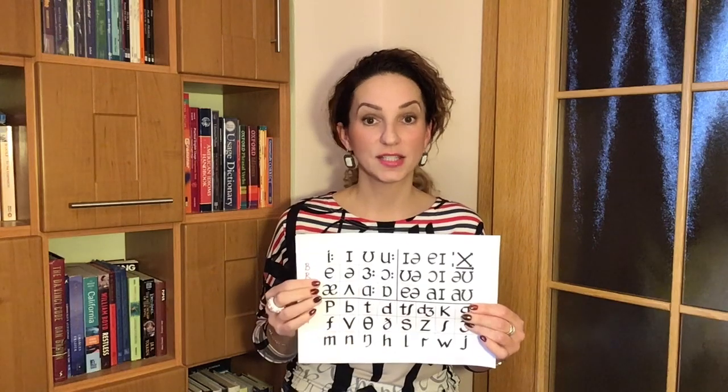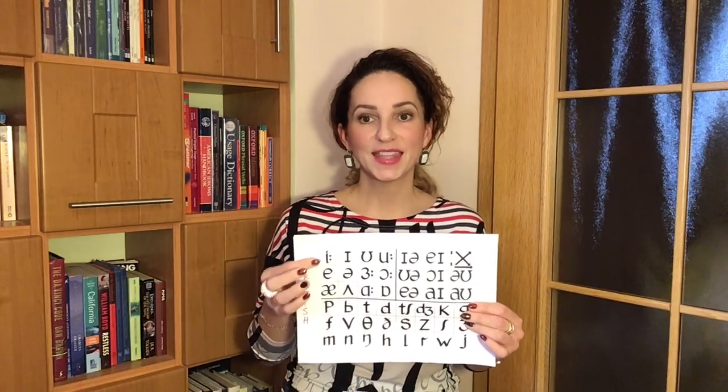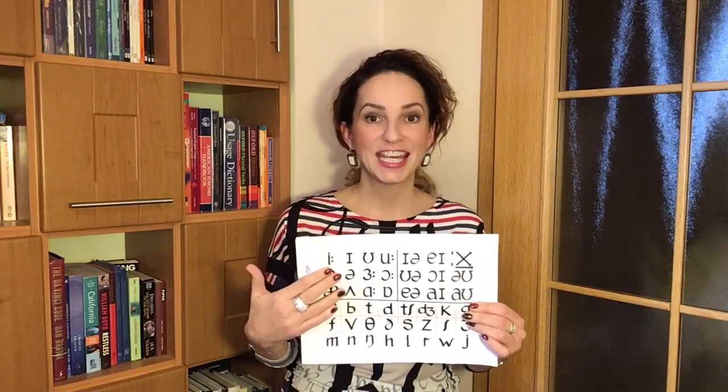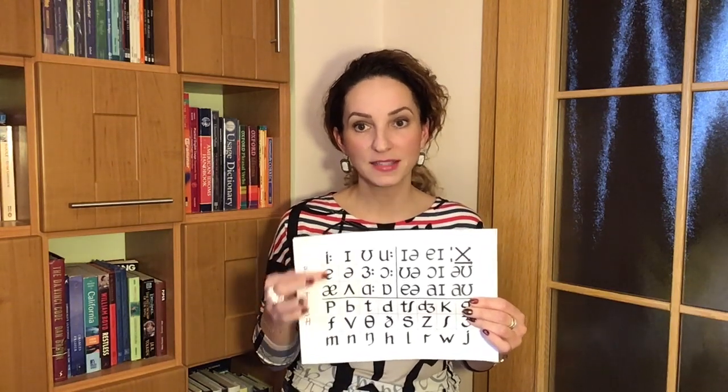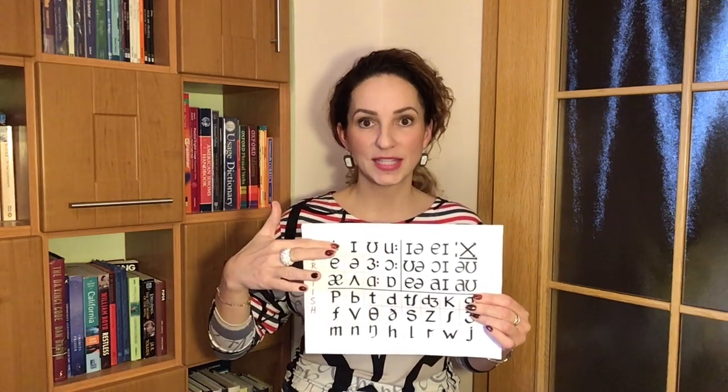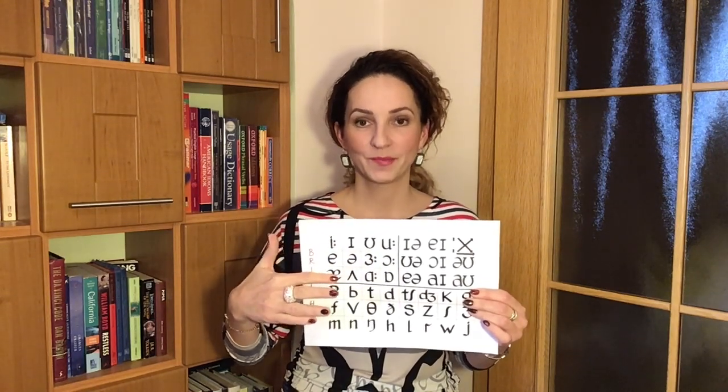You can see that the layout of this section is very logical and that the placement of the sounds here in the phonemic chart is the same as the placement of these sounds in your mouth. These are front sounds, back sounds. These are closed sounds and open sounds.